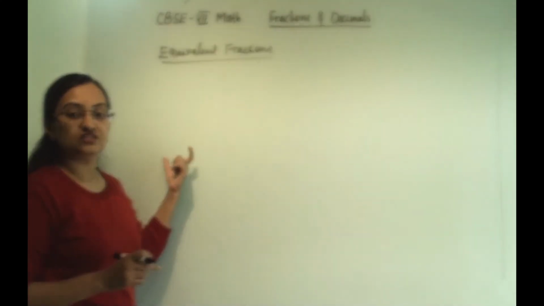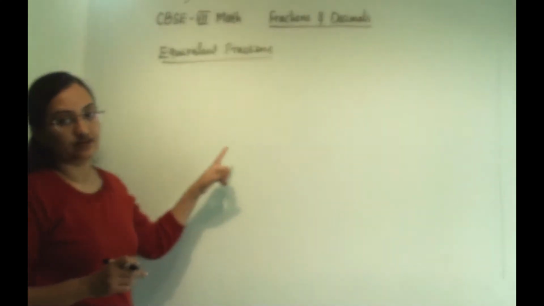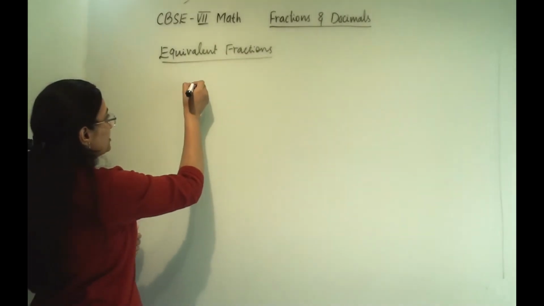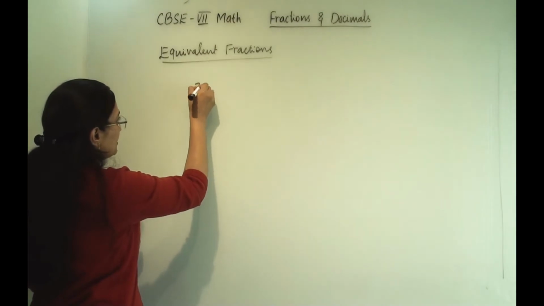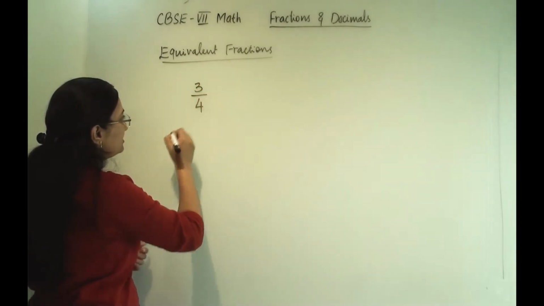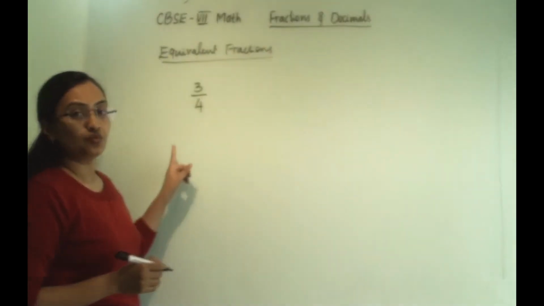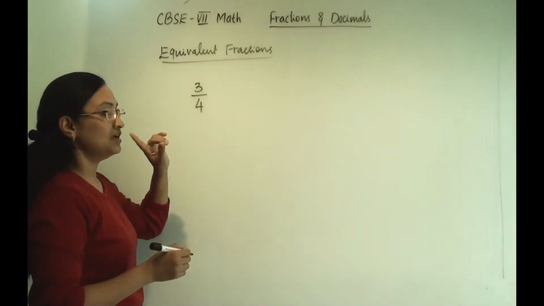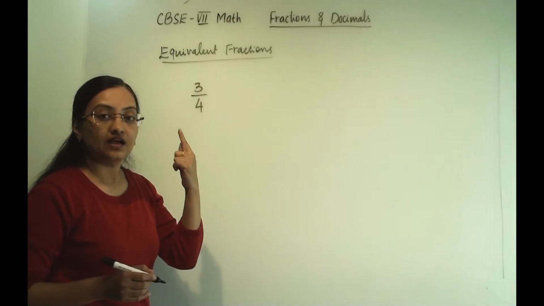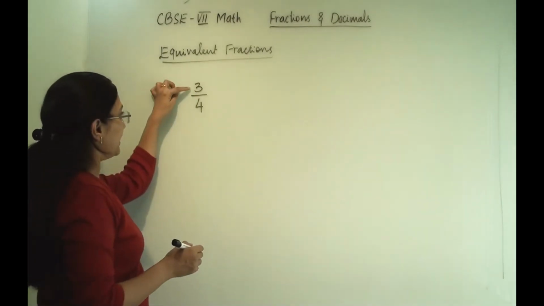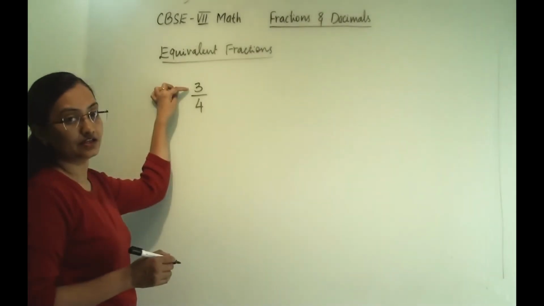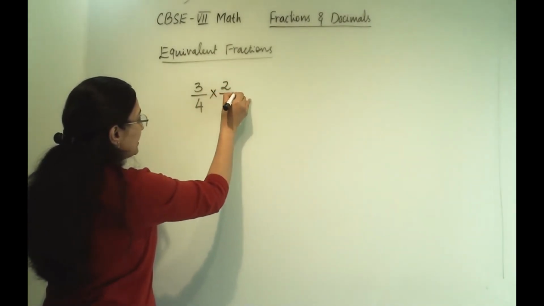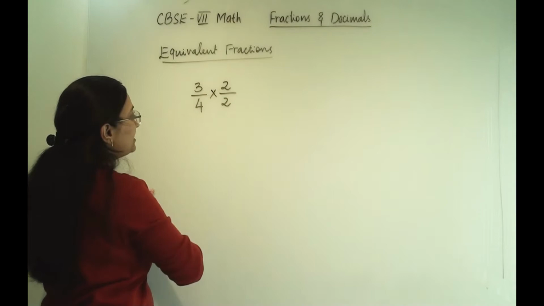Now moving towards our next concept, that is equivalent fraction. The meaning of equivalent fraction is, if any fraction has been given to you, for example 3/4, now if you want to find out the equivalent fraction for this fraction, then you can multiply any one integer at the denominator and at the numerator. For example, I am taking 2. So 2 I am multiplying at numerator and denominator.